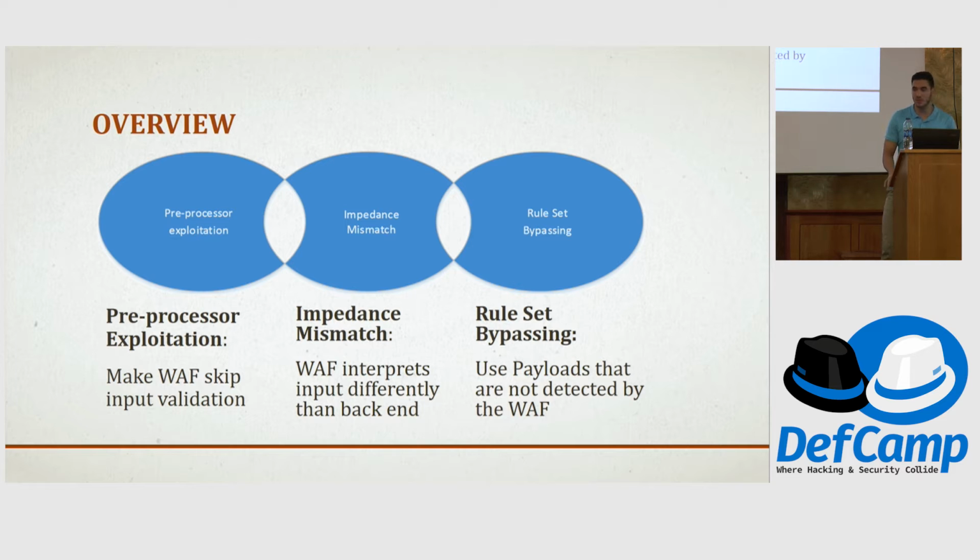The second category is the impedance mismatch category, where we try to find a payload that is interpreted by the WAF differently than the backend. And finally, we have the rule set bypassing, and this is probably the category where the methods are most likely to work. We try to find payloads that are not detected by the WAF.